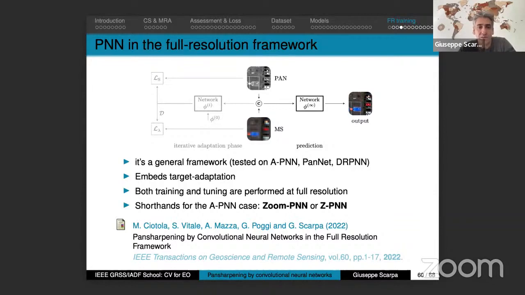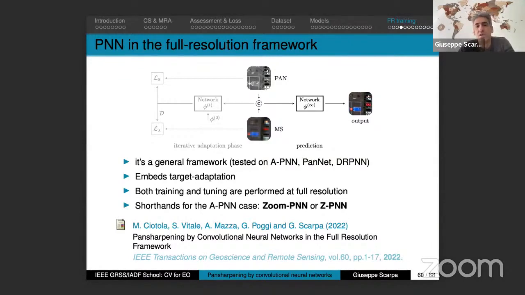And this declination is much simpler with respect to the previous scheme because we have just one skill. We don't have to switch between the reduced resolution and full resolution schemes. The target image, in fact, is in the middle of this picture. First, it moves leftward iteratively, feeding the network for parameter tuning, and starting, of course, from an initial configuration obtained by an offline pre-training, also carried out at full resolution.